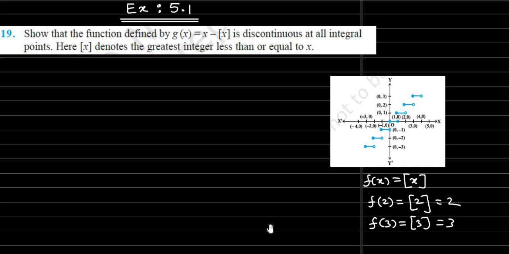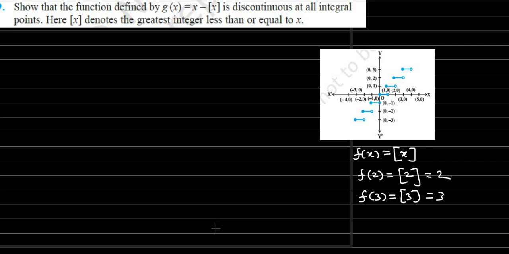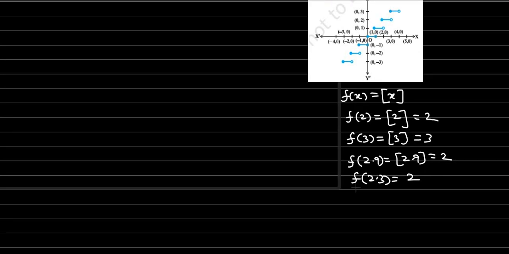But when we take other than the integers, the real values between two integers, suppose f of 2.9, if we take the greater integer of 2.9, it's going to be 2 itself. Okay, now greater integer of 2.3, it's going to be the same 2 itself. Now greater integer of 3.5, it's going to be 3 itself, not 4. It's not like a rounding off, it's a greater integer function. So 2.9 gives you 2 only.